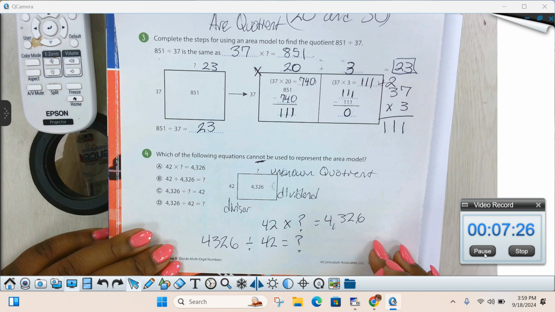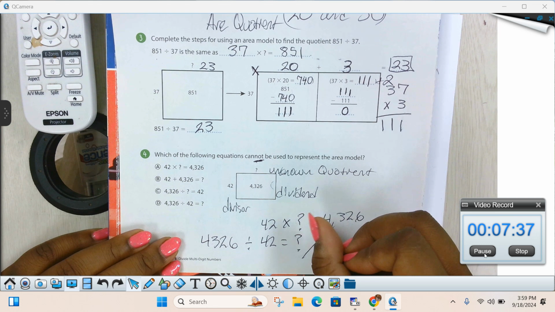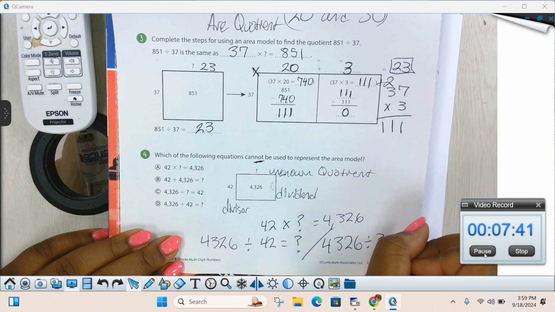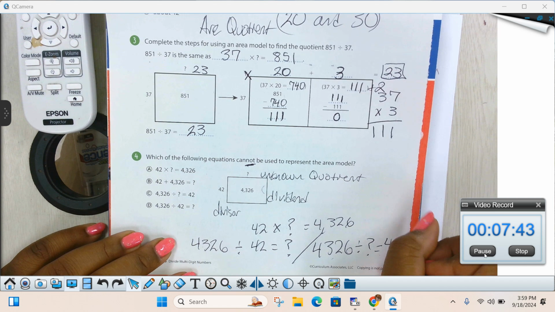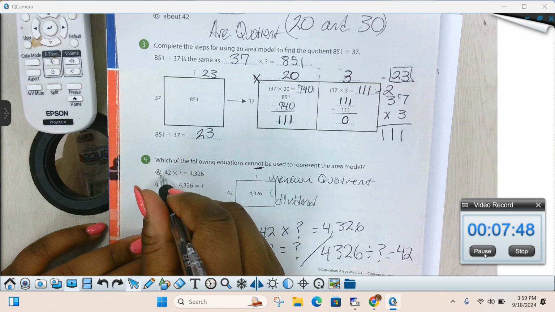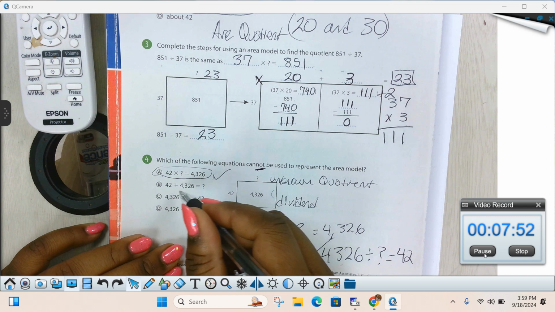Is there another way I could write it? What's another way I could write it? Oh, I could do the opposite. 4,326 divided by the unknown equals 42. So I see this one. That one is a good one. Check. That's not the right answer.